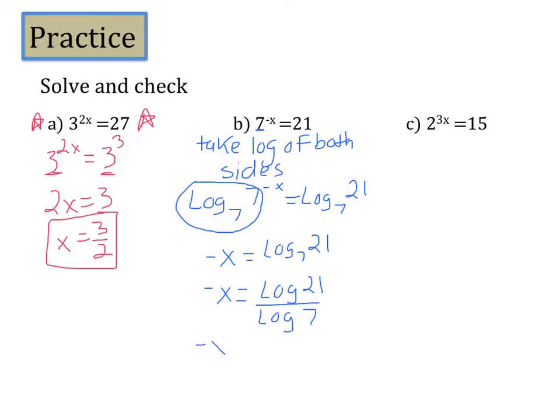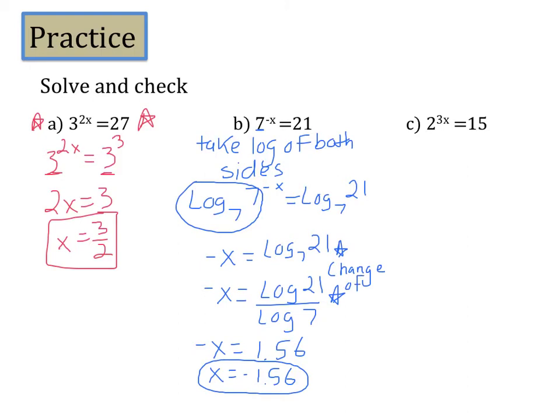Then I'll have negative x equals 1.56, and I can have my variable be negative, so I have x equals negative 1.56. So once again, this step right here is the change of base.